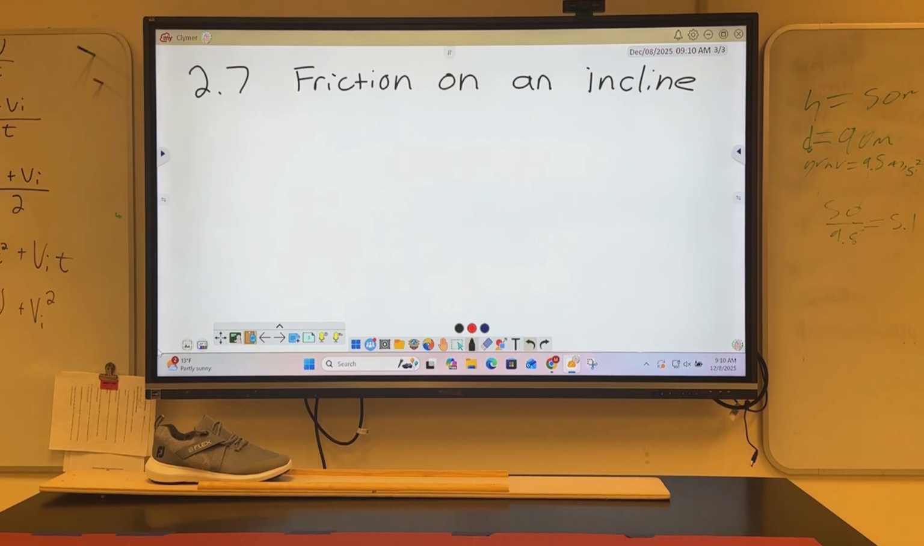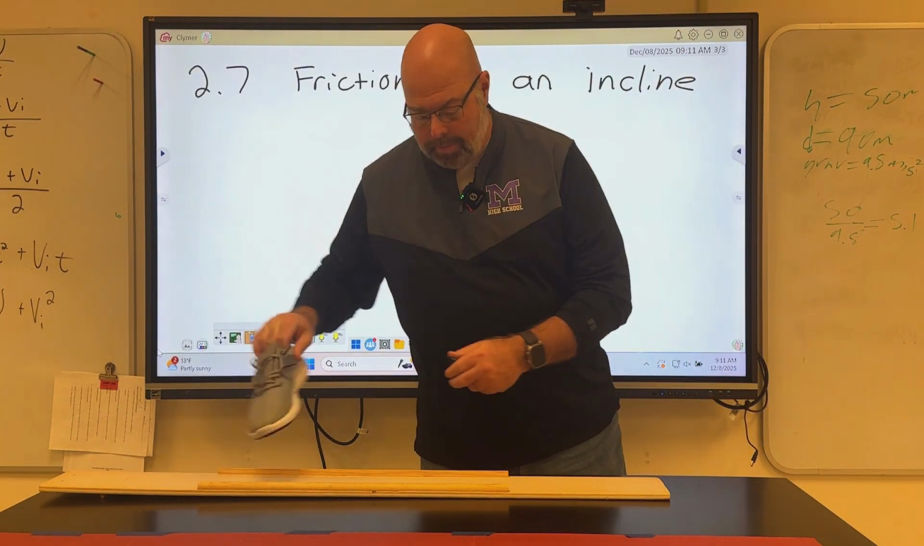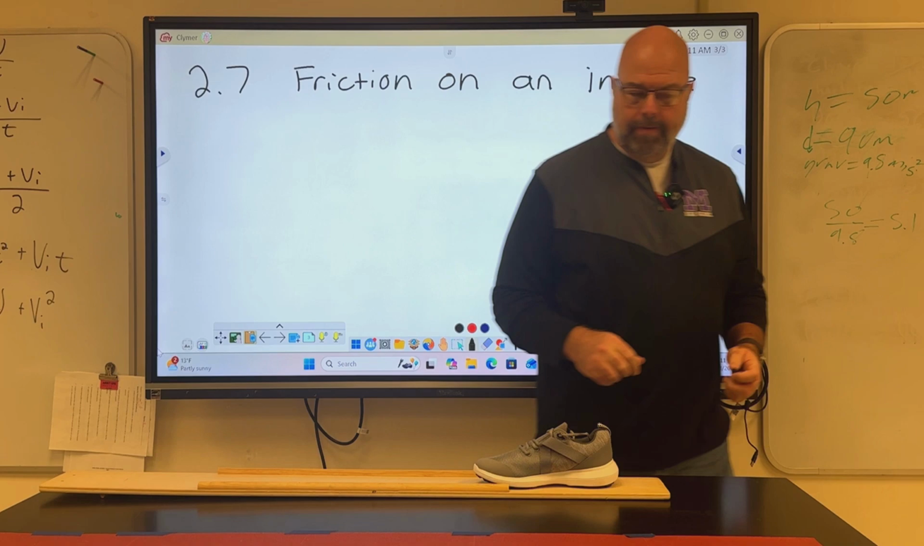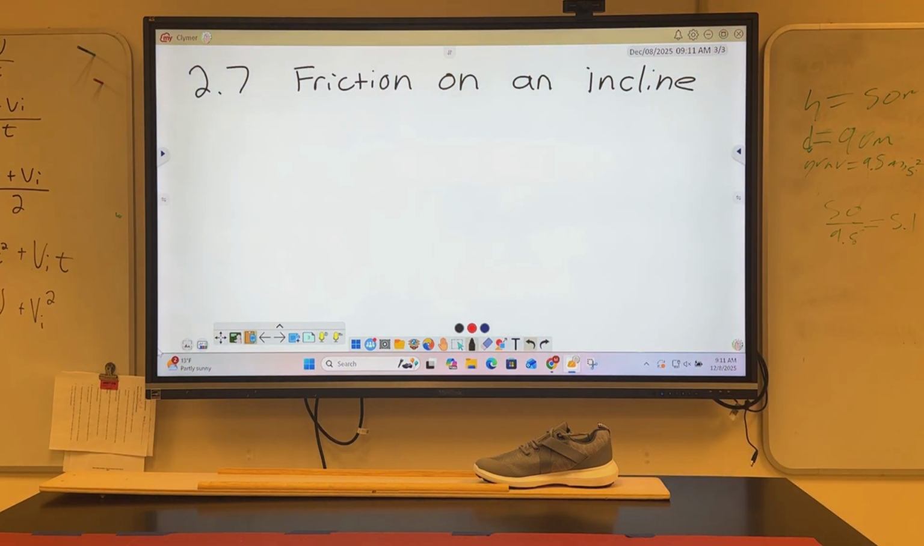2.7, friction on an incline. So we are going to take what we did last week with friction, and we're simply going to add the complication of angles. Okay? And in this case, we're going to use our shoe, and we're going to use a ramp, and we're going to figure out friction on an incline. So you guys can see the shoe up front on the ramp. Everybody can see that? Everybody at home can see that as well.